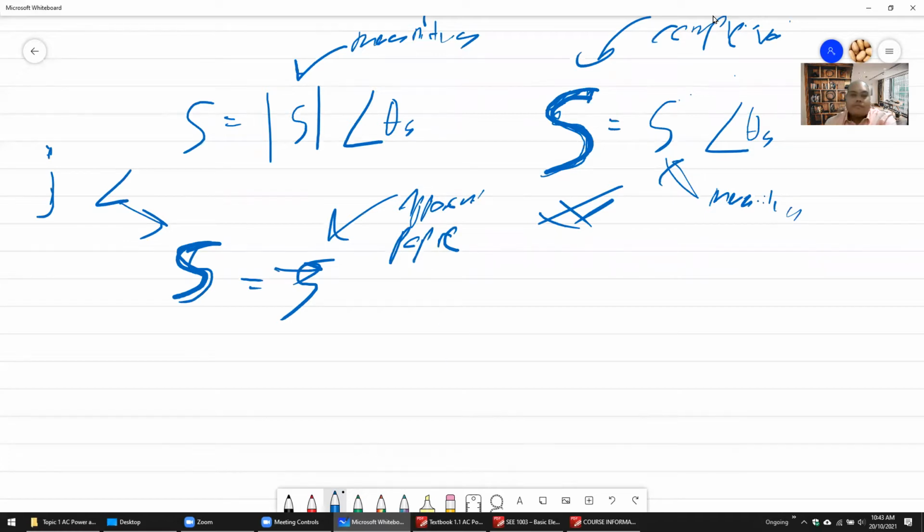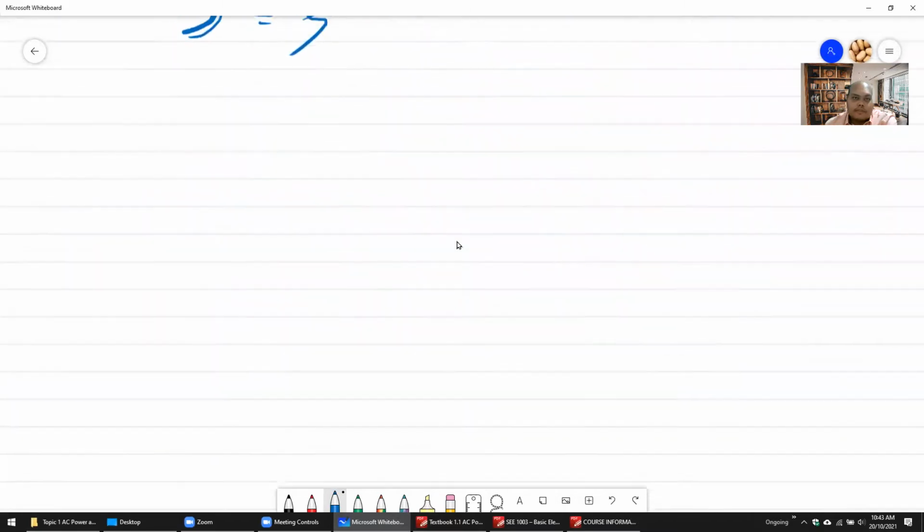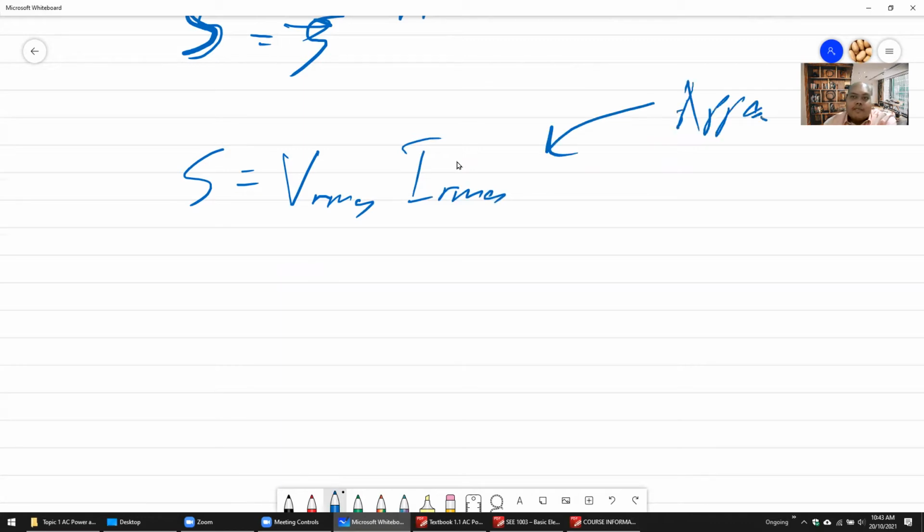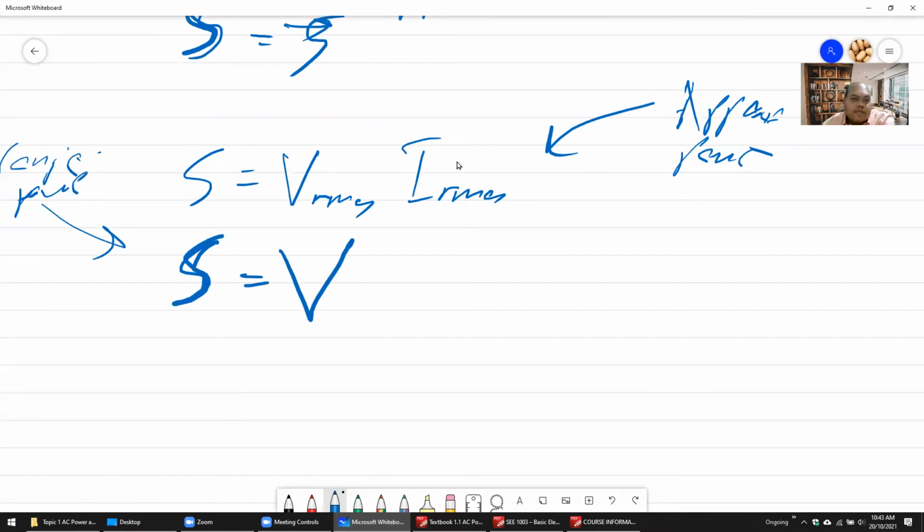Let me move this. Remember that S equals V RMS times I RMS. This is apparent power. So how about complex power? Complex power, S in bold, equals V RMS times I RMS conjugate. So this is complex power.